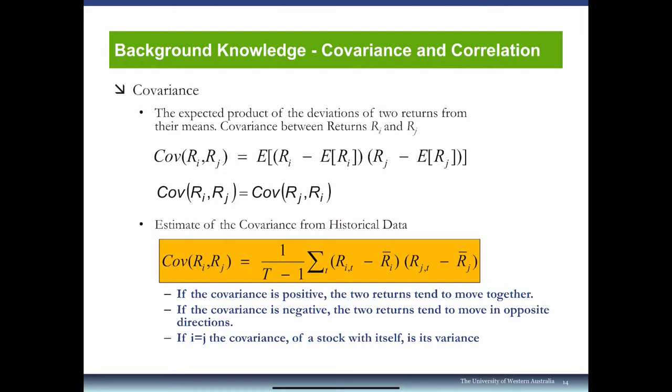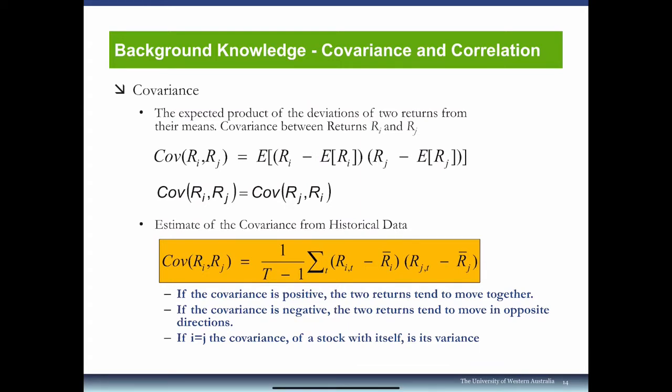Covariance is the expected product of the deviation of two returns from their means. The covariance between returns Ri and Rj for two different stocks, i and j, is calculated in such a way, as you see in the first equation. It's important to know that the covariance of Ri and Rj is the same as the covariance of Rj and Ri. We can estimate the covariance from historical data. The first equation is based on knowing the distribution, but if you do not know the distribution, you can estimate covariance using the historical realized data, according to the equation in the yellow box.